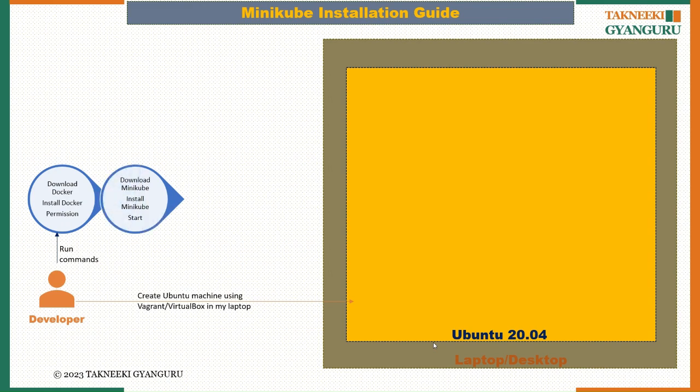Then I will download Minikube, install Minikube, and then start Minikube. When I start it, I need to check the status of Minikube, or I can get the IP address of Minikube. Using this IP address, I can get access to my application.